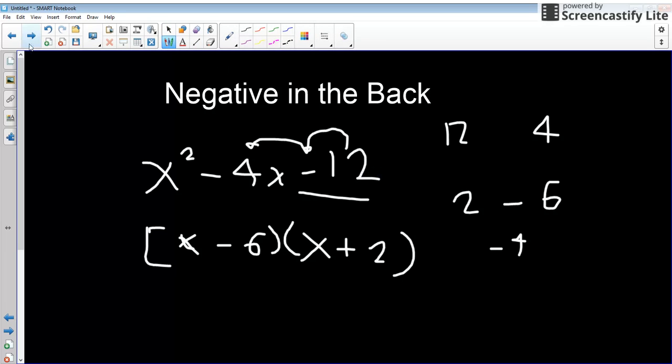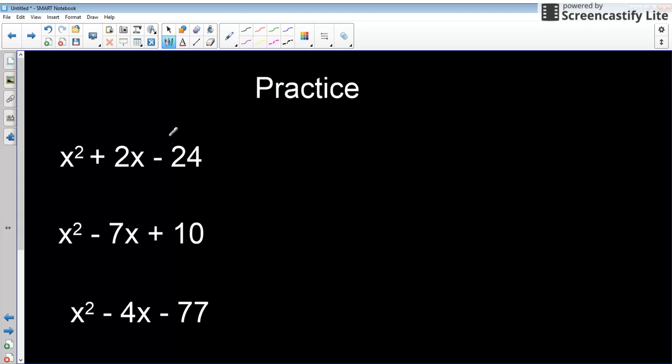Hope that helps. Let's do a little practice. All right, this first one here, what sign are you looking at first? Good. And you should be thinking to yourself, factors of 24 that do what? Yes, so factors of 24 that subtract to 2.